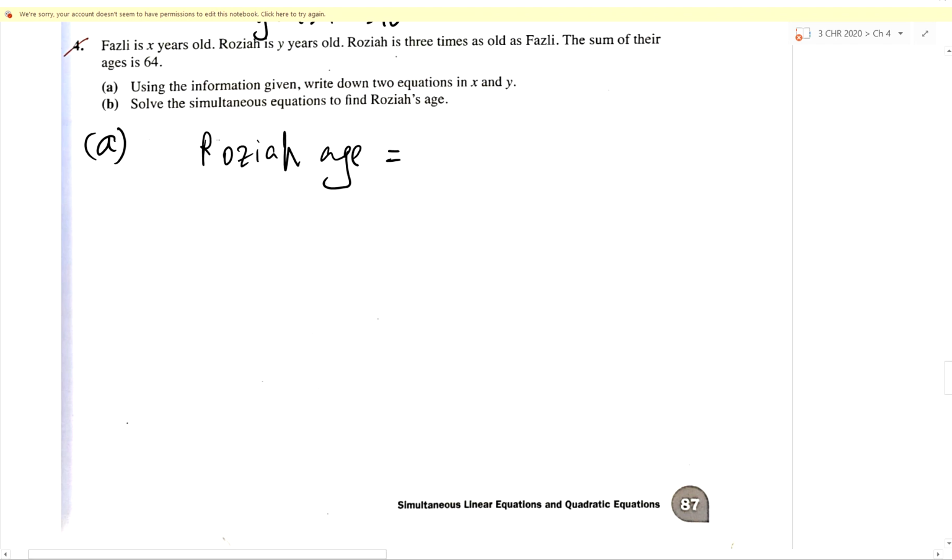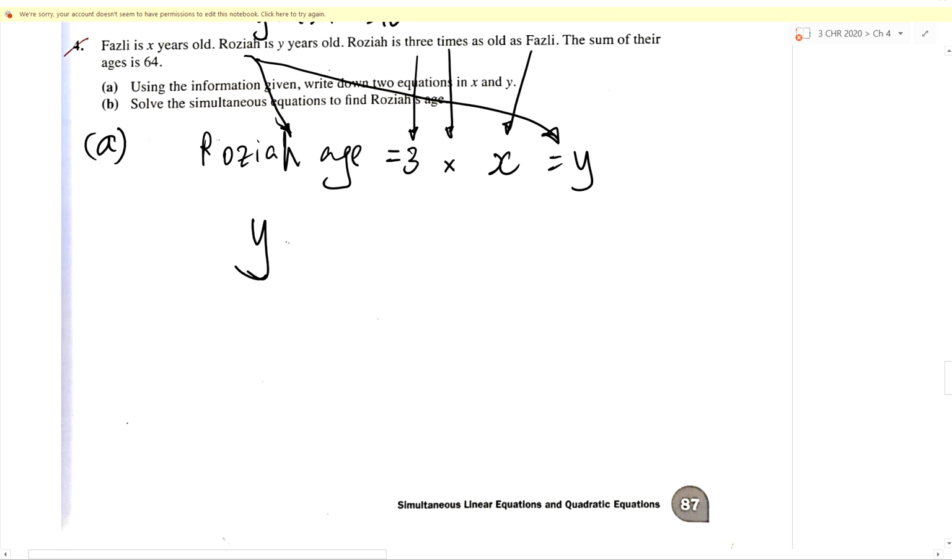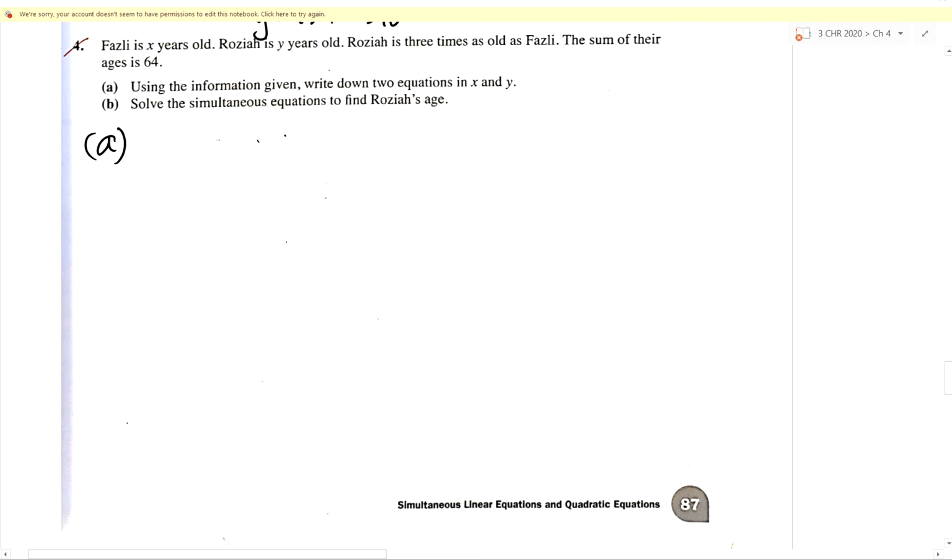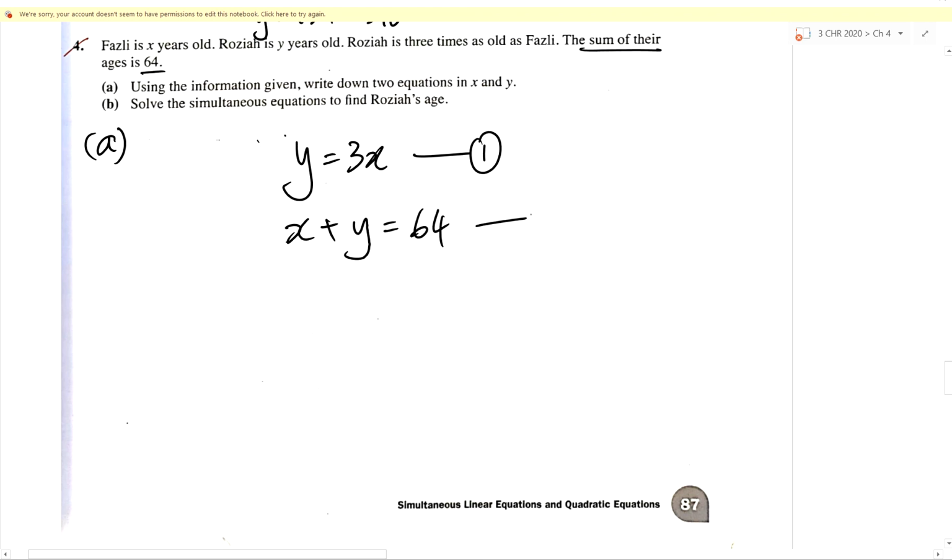Rosia's age, according to this, is 3 times as old as Fazli, 3 times of x. They also tell us that Rosia is y. Okay, so this is our first equation. Y equals 3x. So we did not need to write all this. This is from the question. The next equation, the sum is 64. X plus y equals 64.